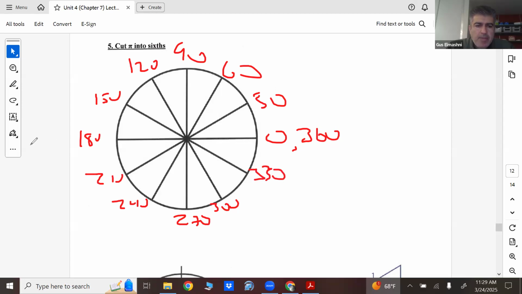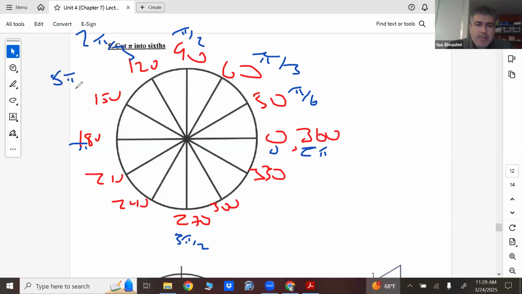I'll go back to blue for radians. 0 and 2 pi, pi, pi over 2, 3 pi over 2. Now we're going in 6, so pi over 6. 2 pi over 6, which is pi over 3. 4 pi over 6, which is 2 pi over 3. Then 5 pi over 6. Then 6 pi over 6, which is pi. Then you have 7 pi over 6. 8 pi over 6, which is 4 pi over 3. 9 pi over 6, which is 3 pi over 2. 10 pi over 6, which is 5 pi over 3. And finally 11 pi over 6, and then 12 pi over 6.